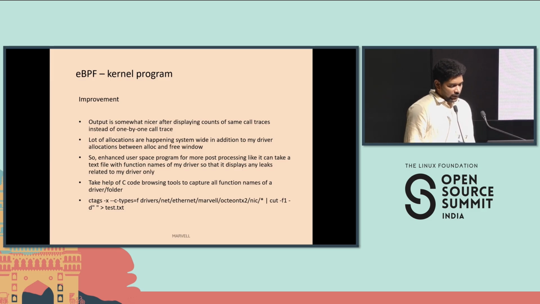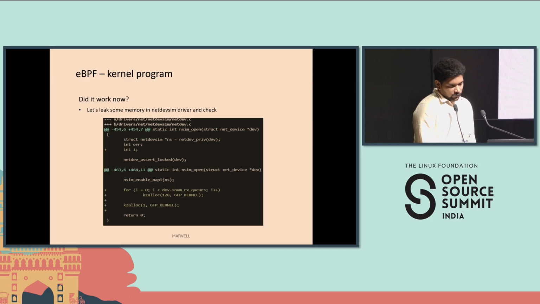I just Googled it and I'm giving the entire function names in a file. Now let's see. I have intentionally leaked some memory in the netdevsim driver. This is virtual, I mean there is no I/O for this driver, and the open looks very simple. So just for you to understand, I have done these changes in this driver. I'm allocating num rxq as 10 here, so 10 times I'm allocating memory, and 1 byte again.